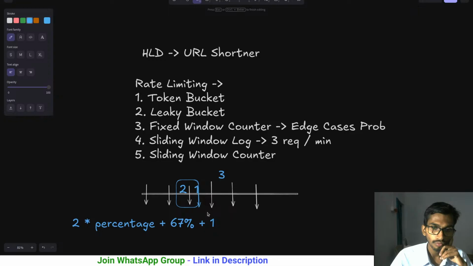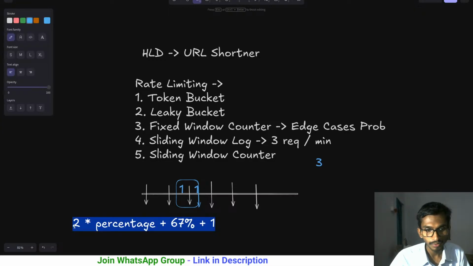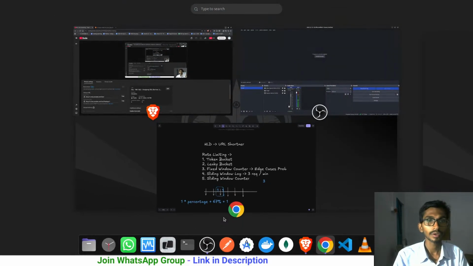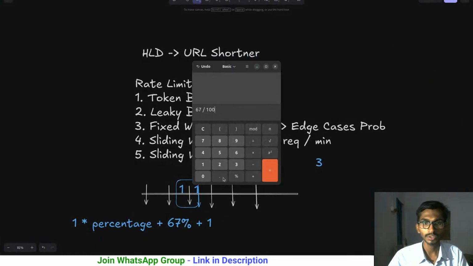So max 3 are allowed, or I could have even made it 1 for simpler. So 1 and 3 requests are allowed at a time. If I'm making it 1 here, so 67%, 67 divided by 100 multiplied by 1 by 100 the other side. So how much is it? 67 divided by 100, that's gonna be 6.7 or something.